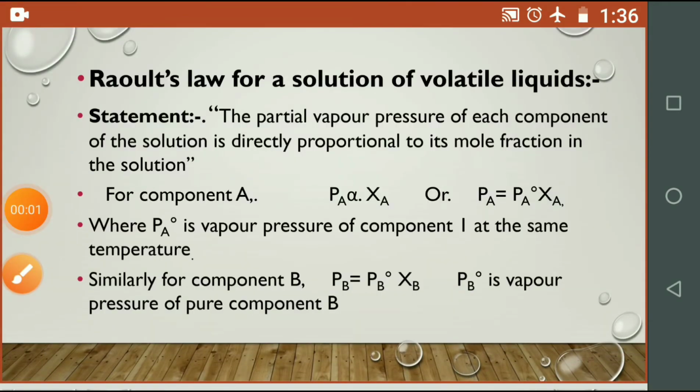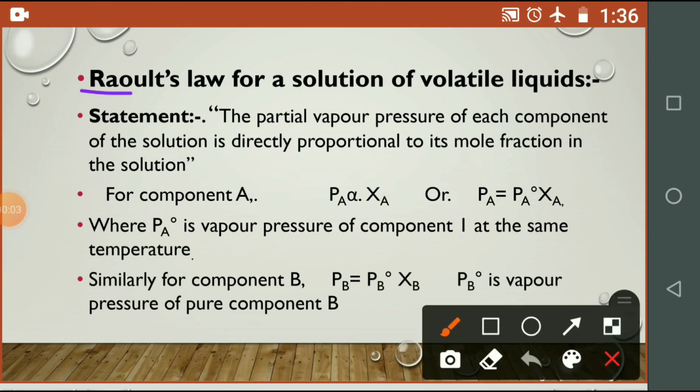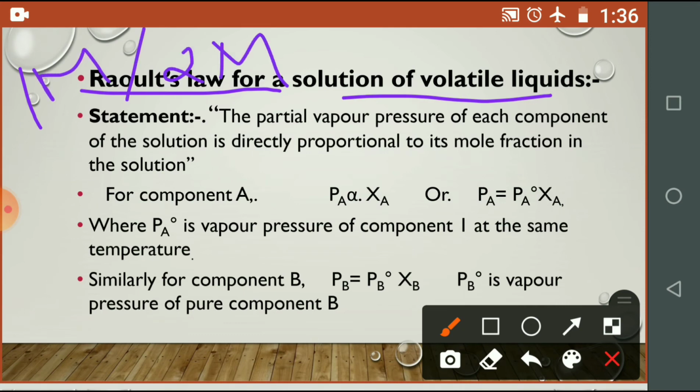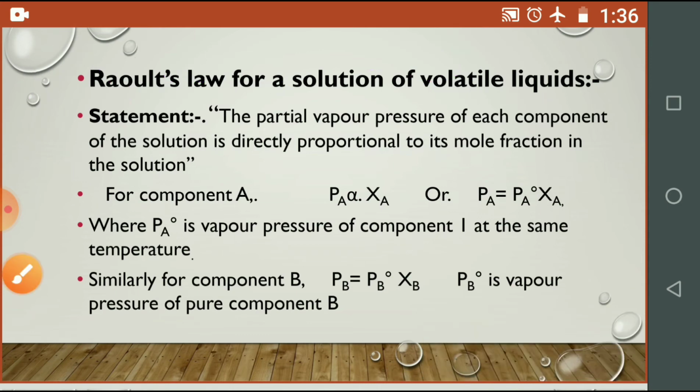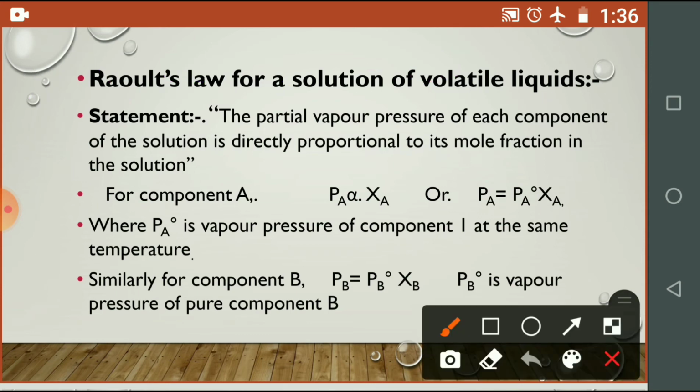Now we will discuss Raoult's law for a solution of volatile liquids. Generally, the statement will be asked for 1 mark and problems based on it will be asked for 2 marks. Even in CET you can expect problems based on Raoult's law for a solution of volatile liquids. So what is the statement? The partial vapor pressure of each component of a solution is directly proportional to its mole fraction in the solution.